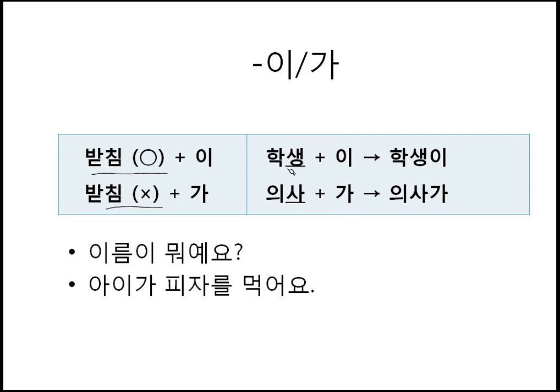But, according to the existence of this ending consonant, 이 and 가 are differently used. Sometimes 이 is used, sometimes 가 is used. 이름이 뭐예요? What is the name? Yes, in this case 이 is used because there is an ending consonant here. 이름이 뭐예요? And then 아이가 피자를 먹어요. The child is eating pizza. 아이가. 아이 is the subject of this sentence. And then there's no ending consonant here. So, the subject particle 가 is used.